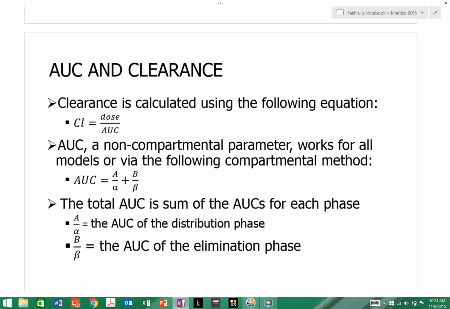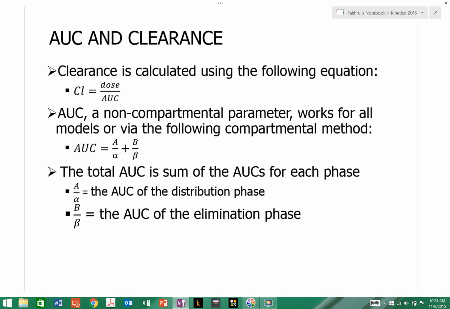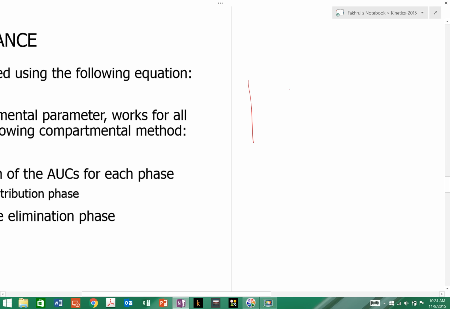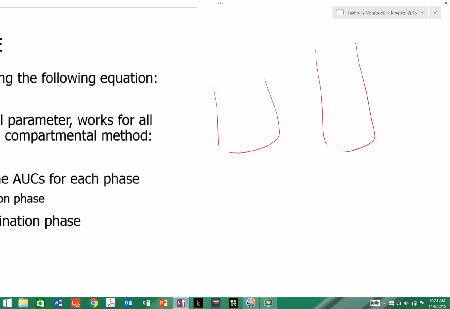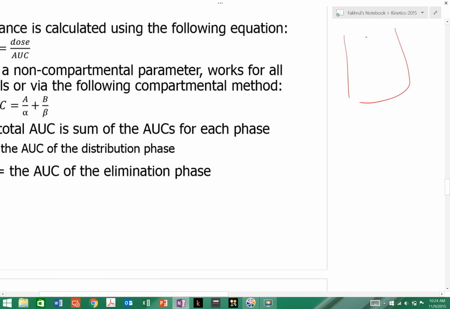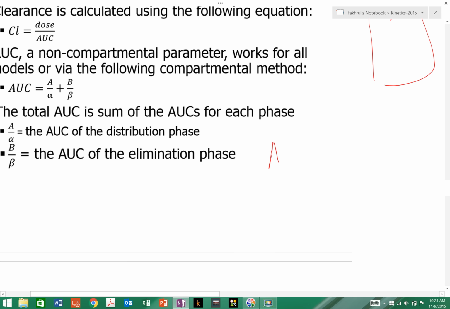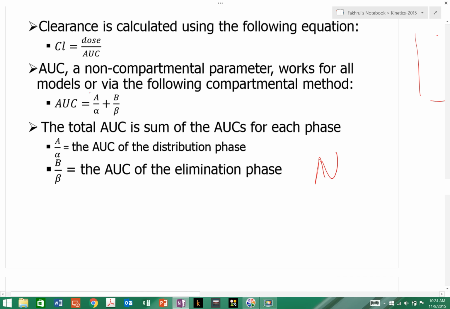AUC and clearance. As you can see, we have two compartments, 1 and 2. So we have to consider the AUC in both the central and peripheral compartment. For this reason, AUC would be the concentration in the peripheral compartment divided by the rate constant. If you remember, this is the AUC of the distribution phase, and this is the AUC of the elimination phase.